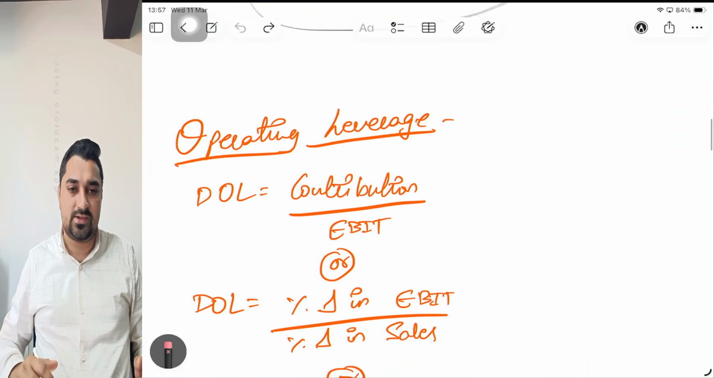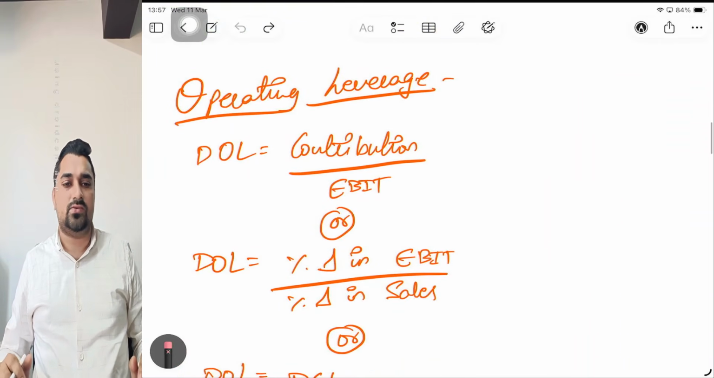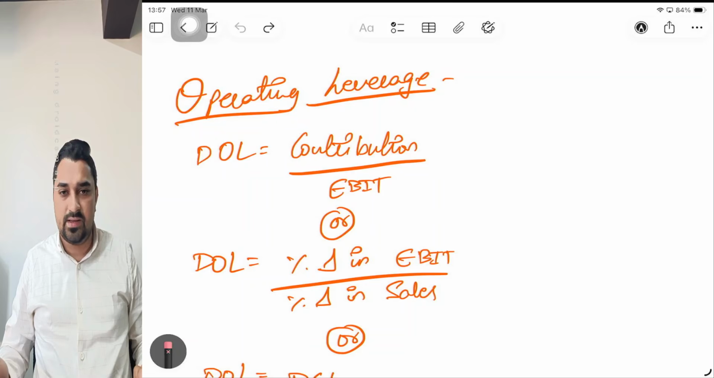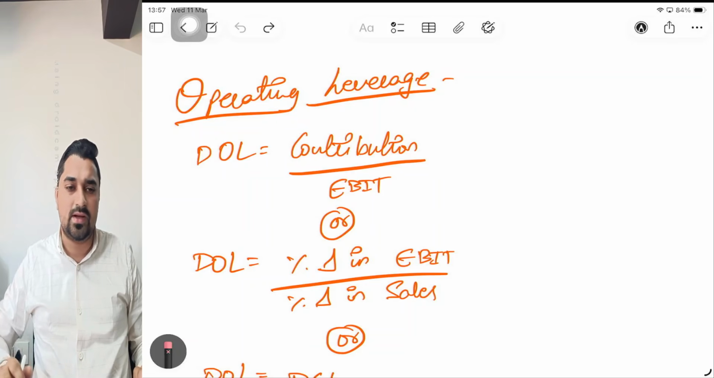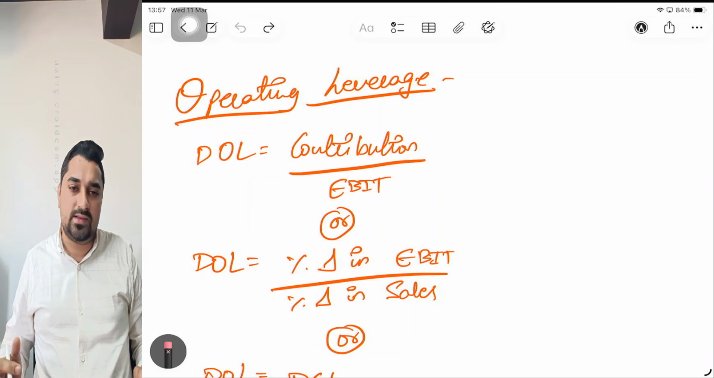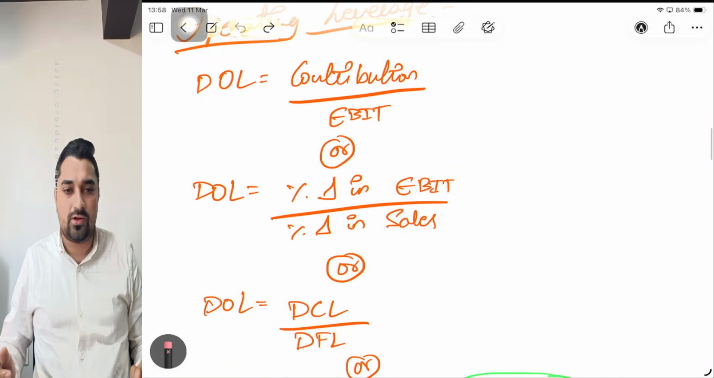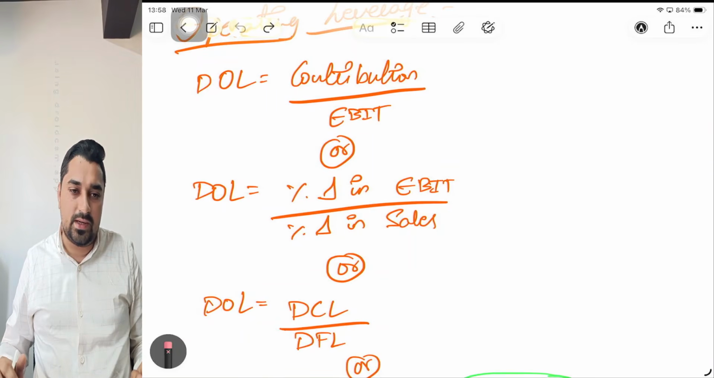Okay, let us discuss operating leverage in detail. As discussed, what does operating leverage measure? It measures operating risk that arises because of fixed operating cost. So what is the formula? The first formula is contribution divided by EBIT. So degree of operating leverage equals contribution divided by EBIT. The alternate formula, the second formula, is degree of operating leverage equals percentage change in EBIT divided by percentage change in sales.